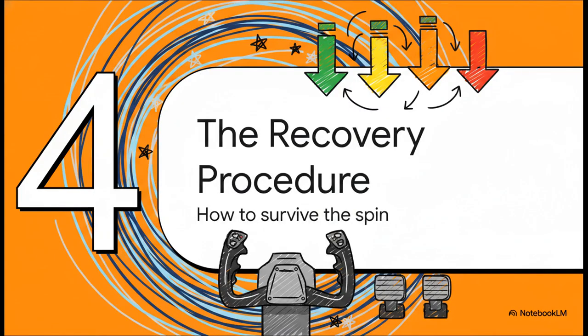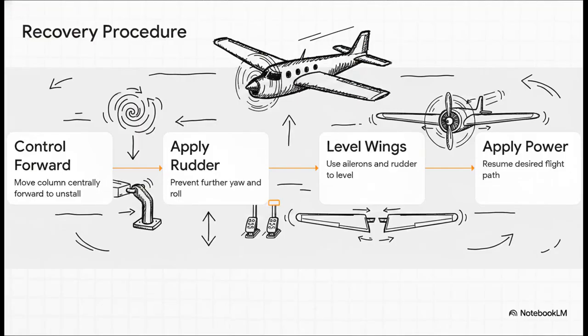Moving on to Section 4, the recovery procedure. This is exactly how we survive it. The absolute second that rotation starts, you have to execute these life-saving steps, methodically. Step 1, push the control column centrally forward. Step 2, apply opposite rudder to completely stop the yaw and roll. Step 3, as your airspeed picks back up, level the wings using coordinated ailerons and rudder to gently ease out of the dive. And finally, Step 4, apply full power as you return to level flight.